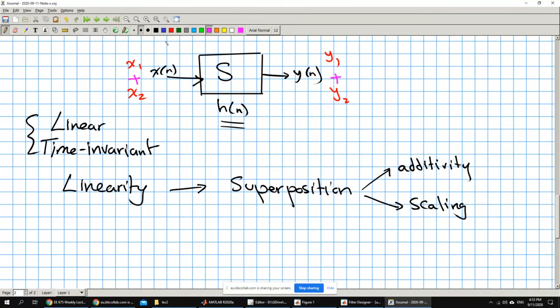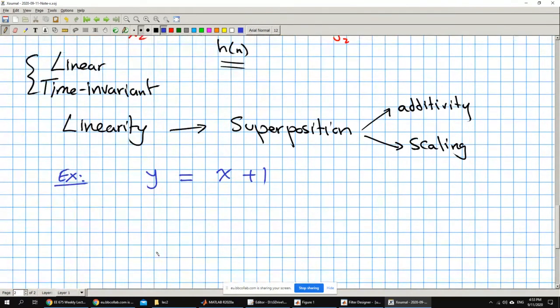Okay, let me give you an example. If you have a system that looks like y is equal to x plus 1. Okay, so if you have a system that looks like that, by the way, any system is described by an equation of y as a function of x. So any equation you see where y is a function of x is a system, basically. Okay, the system input is x and the system output is y.